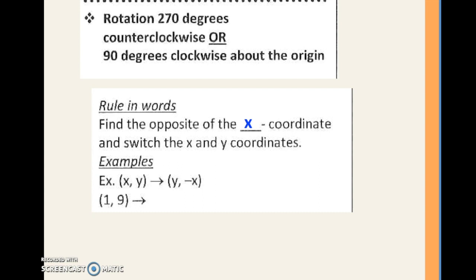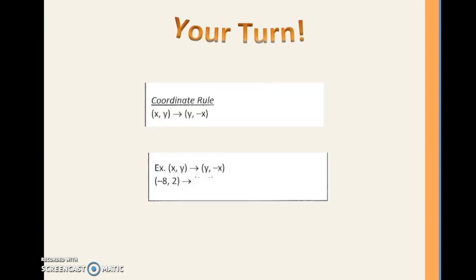So we're going to apply the rule and make x the opposite. So when we make x the opposite, we're going to have -1, 9. Now we can go ahead and do that switch. When we switch, it becomes 9, -1. Now pause the video and give this one a try. Okay, let's see what you got.